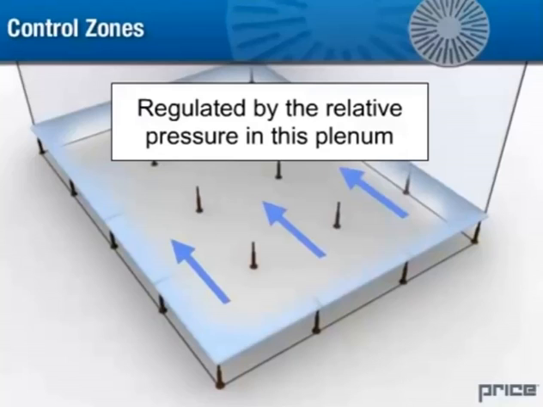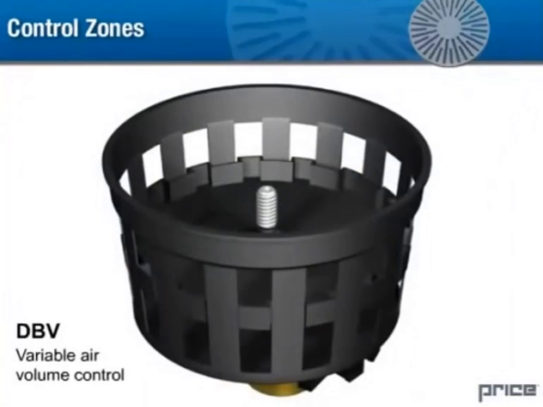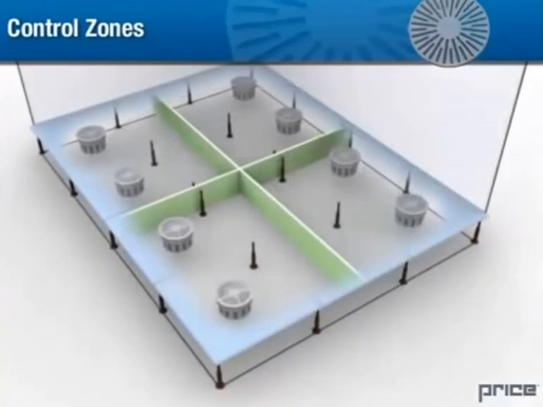In some cases, dividing an open plenum into several zones is desirable. Variable air volume control is possible with the use of devices installed under the diffuser or with the use of a variable volume basket. This system allows the zone to operate independently in response to the local load controlled by a thermostat.